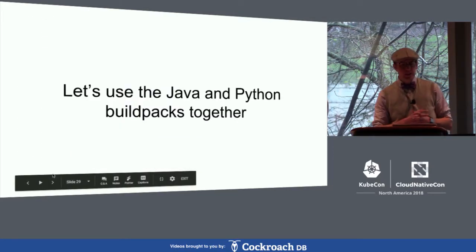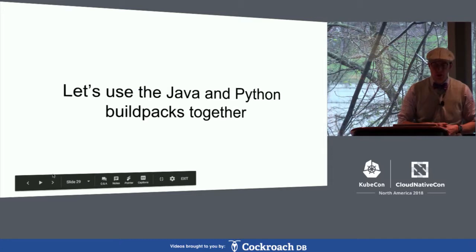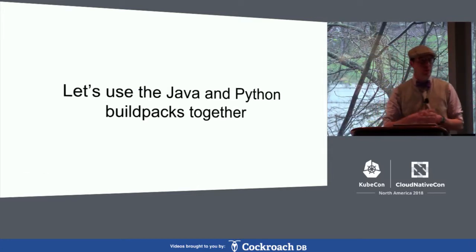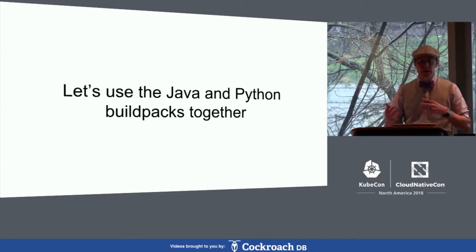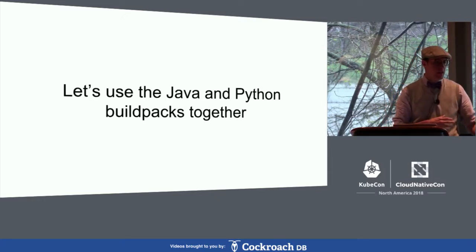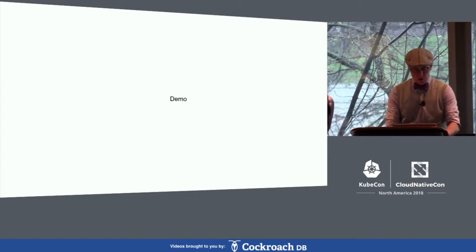Okay, so now let's take that Python build pack that we just wrote and let's compose it with the Java build pack that we ran earlier. A use case for this is a machine learning application that's primarily written in Python but needs Java for something specific, or maybe a Python app that needs Java to parse XML or interface with Kafka, something like that.